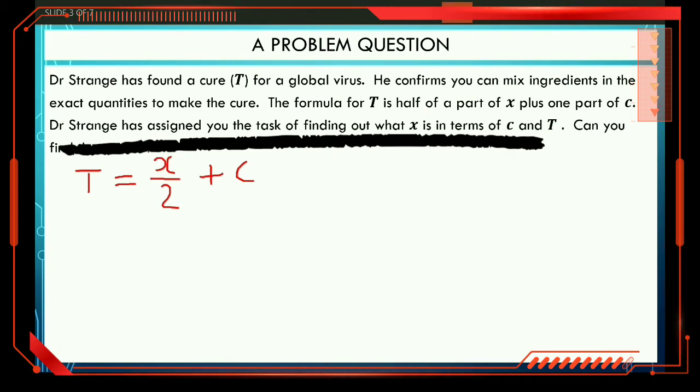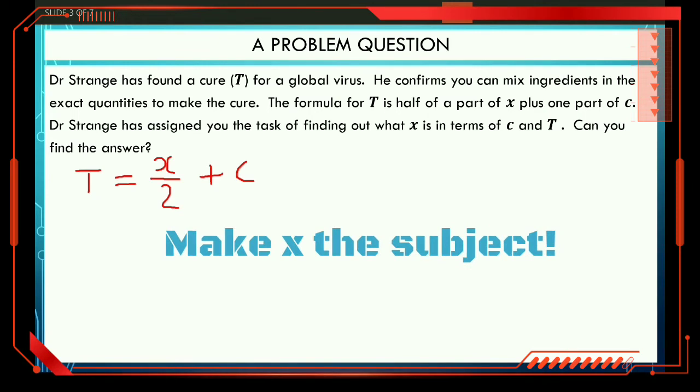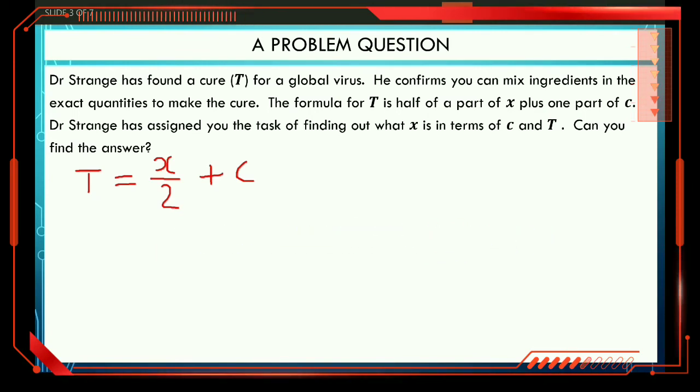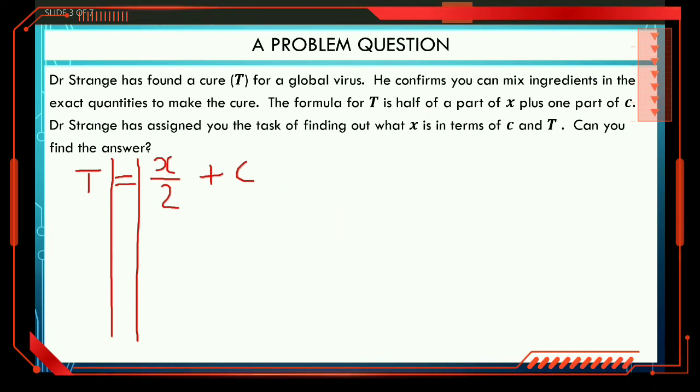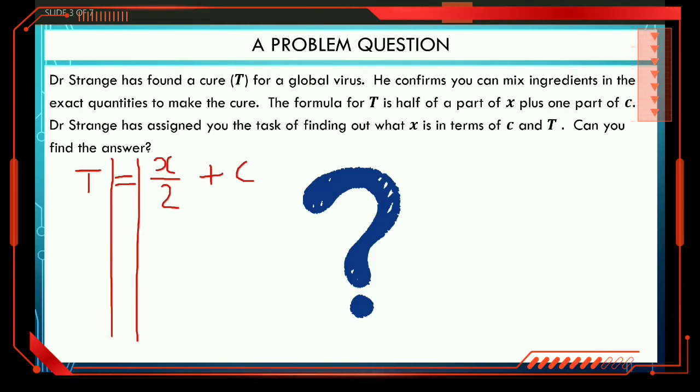Let's read on. Dr. Strange has assigned you the task of finding out what X is in terms of C and T. Now what that part is telling us to do is to actually make X the subject, as we have been doing just before with the other questions. So in order for us to make X the subject, we just need to rearrange this formula. But firstly, we need to draw our 2 lines. And this time we have 2 things that are with the X. The first thing is the X divided by 2. So the 2 is with the X, it's dividing the X. And then we also have this plus C. So we actually need to get rid of both of them. Can you think of how you can go about starting the rearranging of this formula?